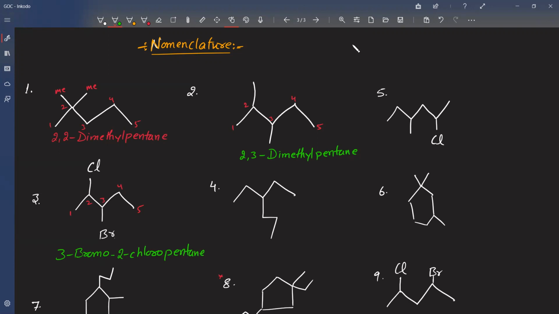Okay. What about the fourth one? Fourth one, 3 ethyl hexane. That's correct. Because the longest chain is this. So at the third position, this is the substituent, which is ethyl. Good. So this is 3 ethyl hexane.